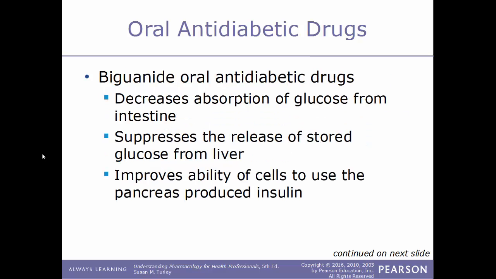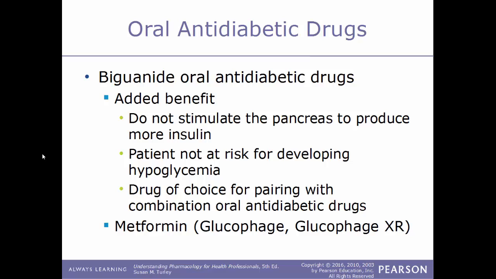Another class of oral antidiabetic drugs are the biguanides, and these act by decreasing the absorption of glucose from the intestines. They also act by suppressing the release of the stored glucose from the liver. They also improve the ability of cells to use the pancreas-produced insulin. And there's an added benefit to this class of drug. They do not stimulate the pancreas to produce any more insulin, so the patient is not at risk for developing hypoglycemia. And this is the drug of choice for pairing with other drugs in combination oral antidiabetic drugs. A good example of this would be metformin, also known as Glucophage or Glucophage XR.